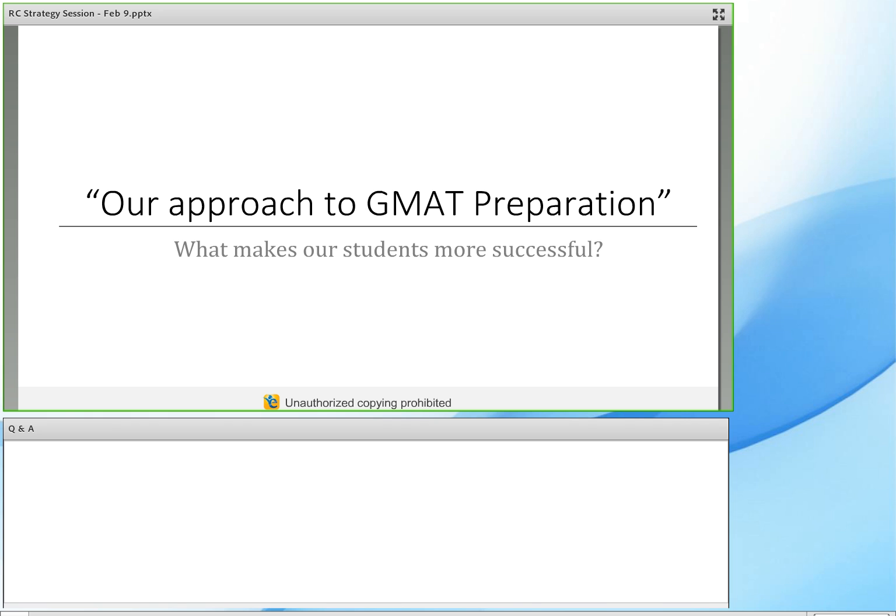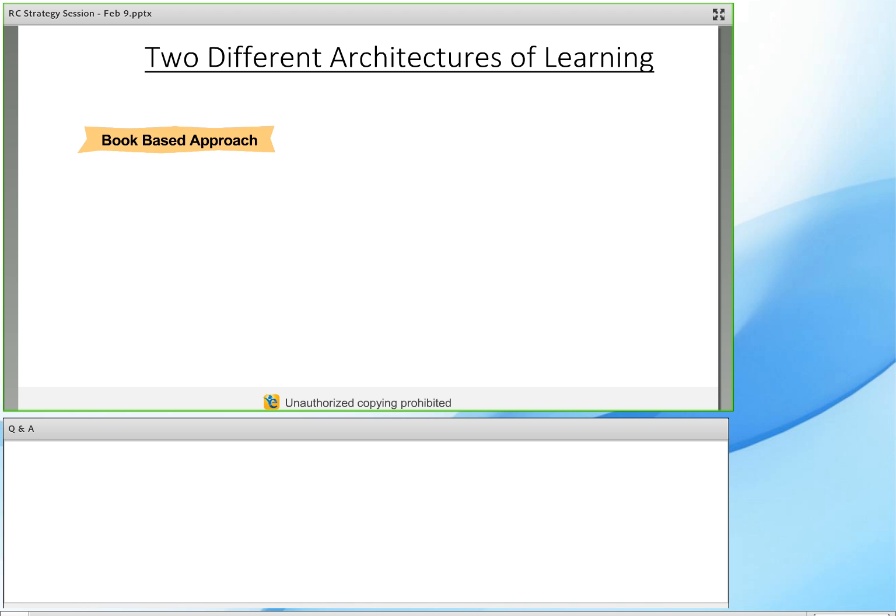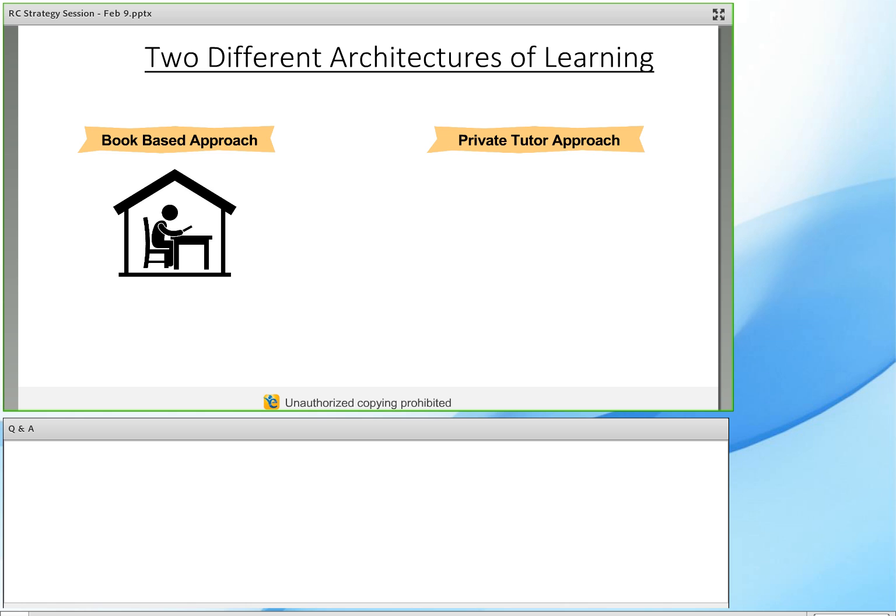So what makes our students more successful? I think if there were one thing, it is our approach to GMAT preparation. If you think about the approaches to GMAT preparation, or what we call learning architectures, you're going to find that there are predominantly two different architectures of learning. One is what we call a book-based architecture, and the second is a private tutoring-based architecture.